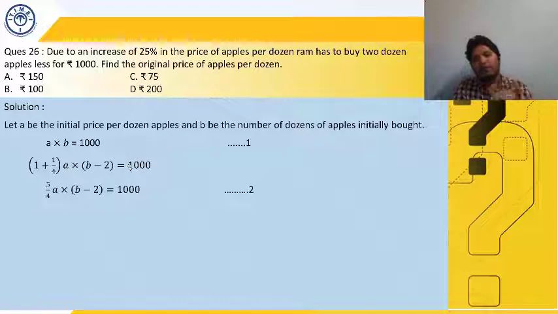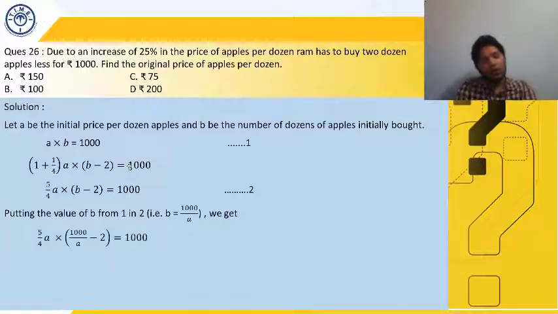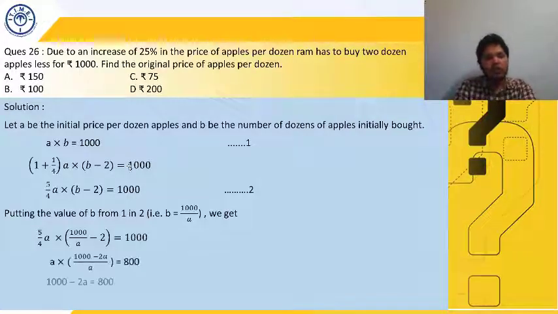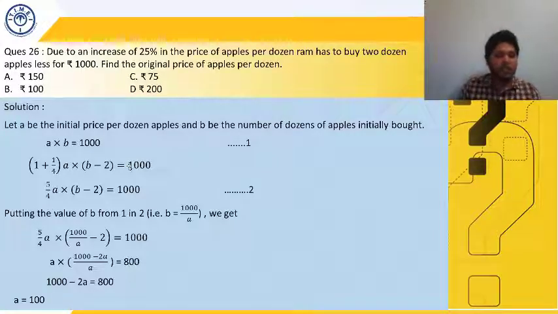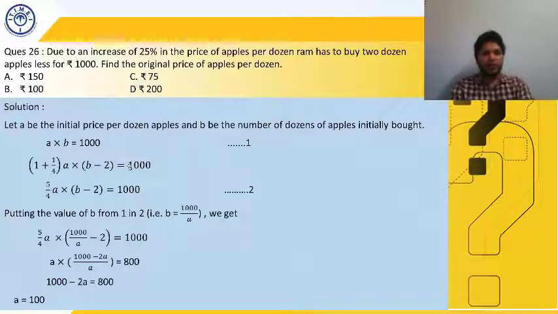So can I say 5 by 4 A into B minus 2 is equal to 1000? Yes, I can say. So we can easily solve them. From the first, we can easily put the value of B, which is 1000 by A, in the second equation to get the whole equation in terms of A, and after solving I'll get the value of A to be 100. That is what is asked in the question: find the original price of apples per dozen. The original price per dozen, which I assumed to be A, is 100. So 100 rupees is my price, and choice B is my answer.